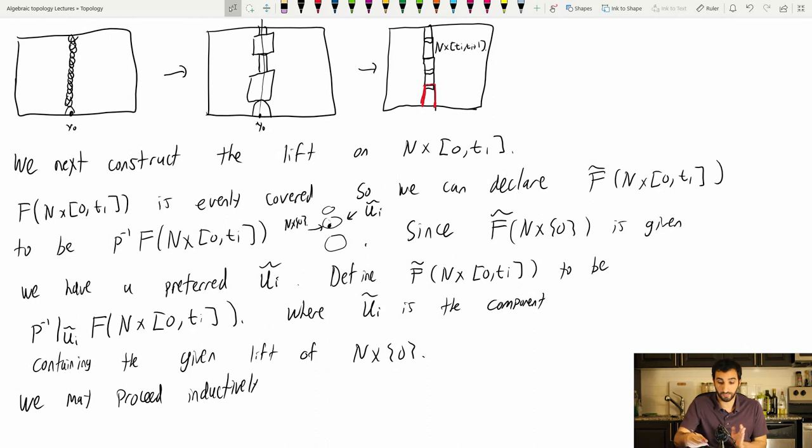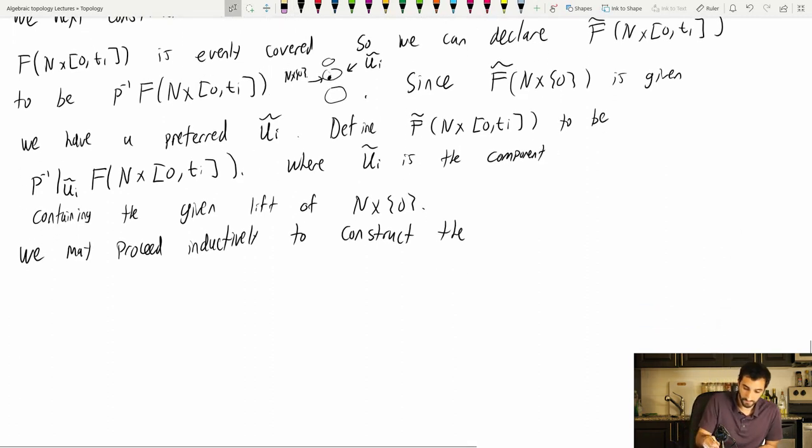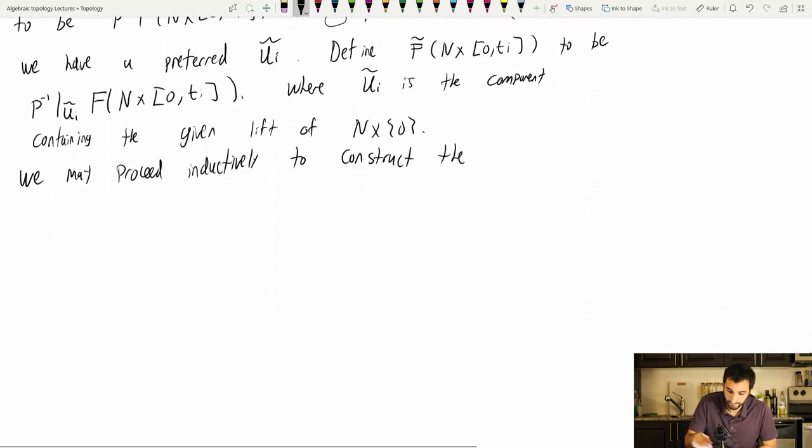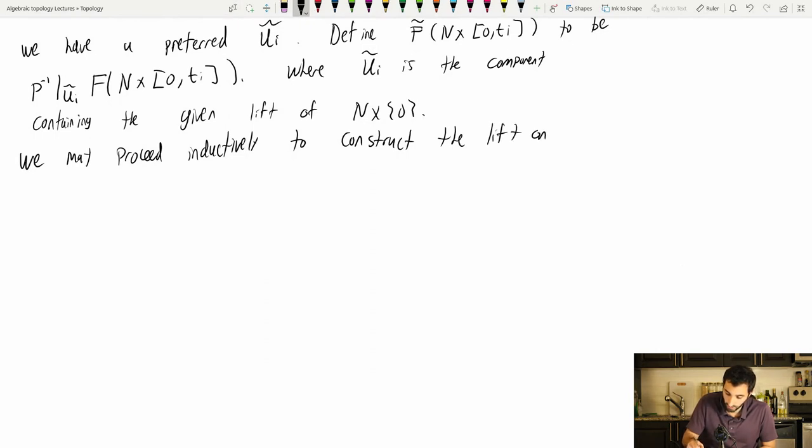So now we have an honest preferred component for, say, this blue line that's in both N cross [0, t1] and also N cross [t1, t2]. And I'll leave it at that. So we may proceed inductively to construct the lift on all of N cross I. Great. So we've built a lift on a neighborhood of a point.